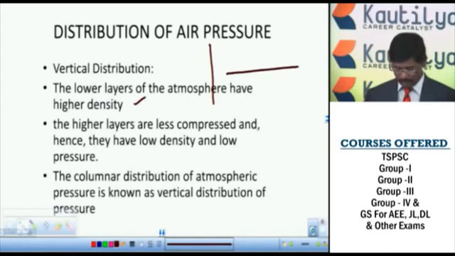The higher layers are less compressed and have low density at low pressures. That's why, when we talk about vertical distribution, which means the column of the atmospheric pressure, it is known as the vertical distribution of atmospheric pressure, from the lower layers to the upper layers.